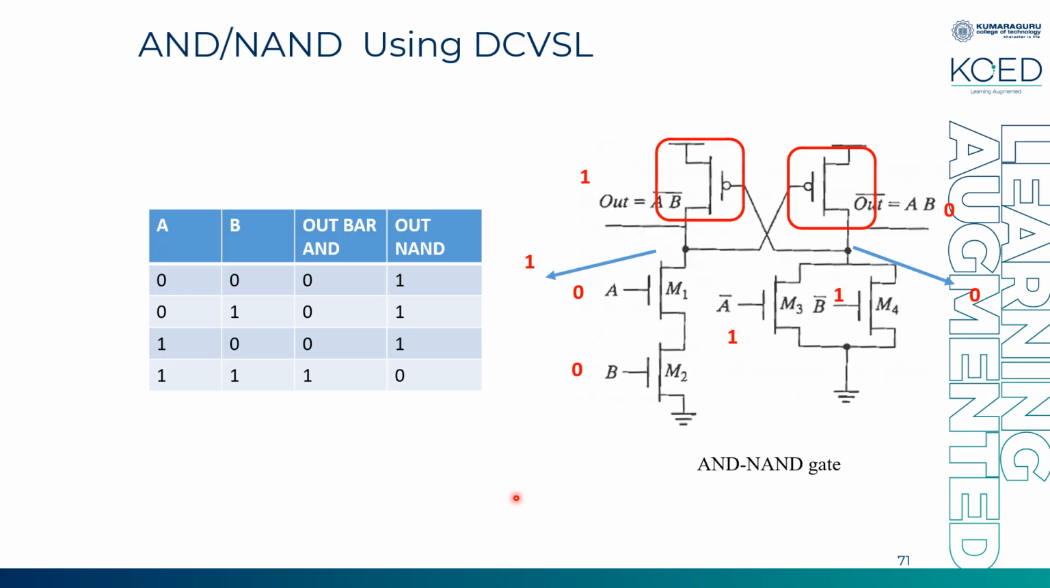And if you see the next one, A is still 0 and B is 1. So now, if B is 1, B bar will be 0.